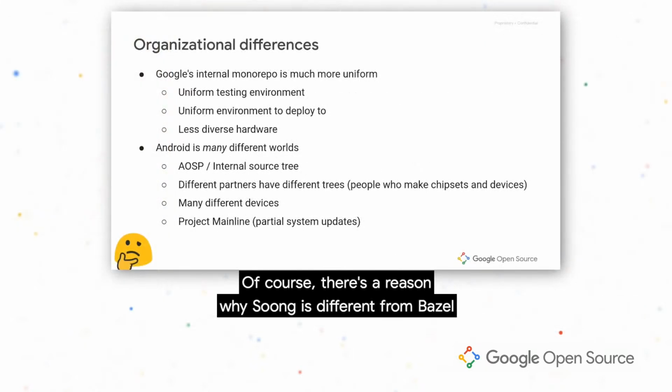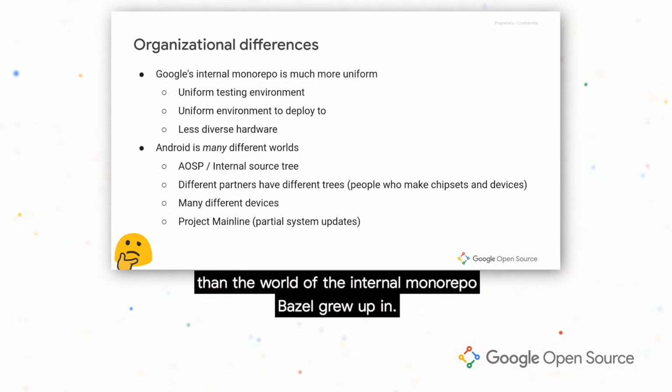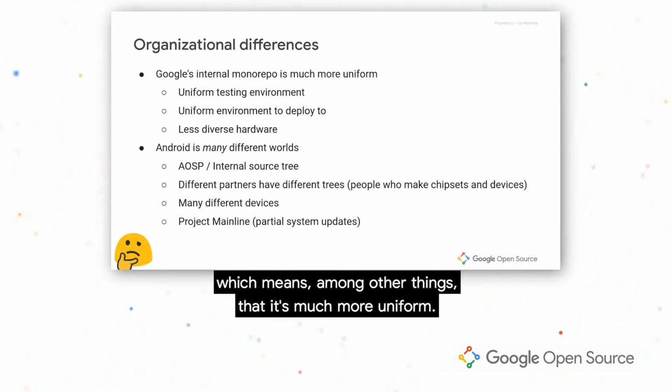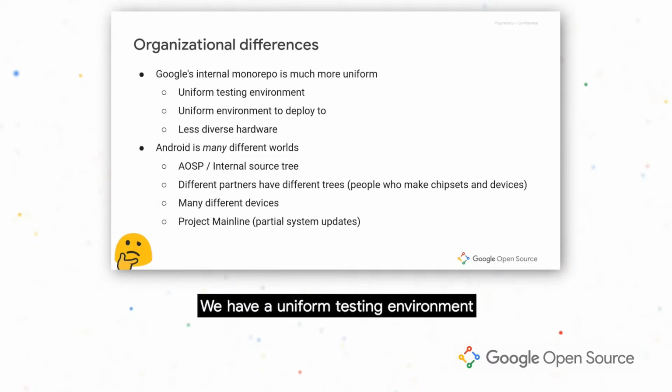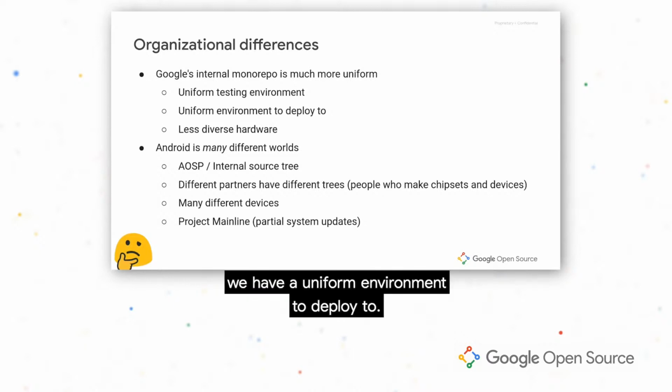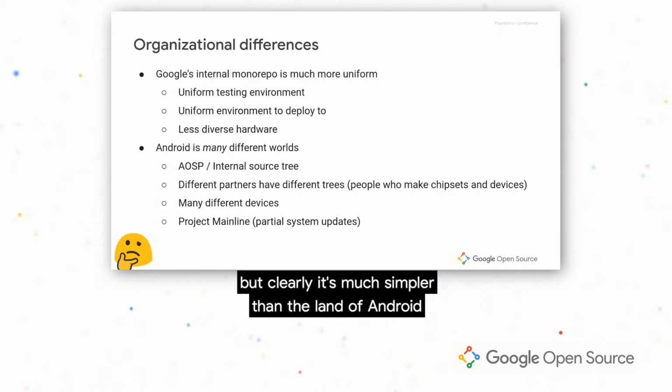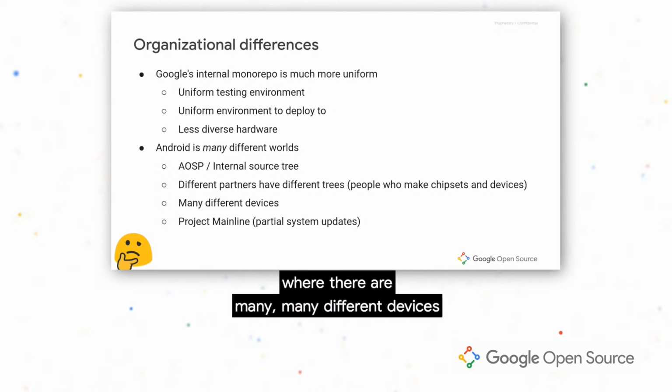Of course, there is a reason why Soong is different from Bazel, and that is mostly because the world of Android is also different than the world of the internal monorepo Bazel grew up in. The internal monorepo is a monorepo, which means, among other things, that it's much more uniform. We have a uniform testing environment. We have a uniform environment to deploy to. Okay, not completely uniform, but clearly it's much simpler than the land of Android, where there are many, many different devices which all need to work.